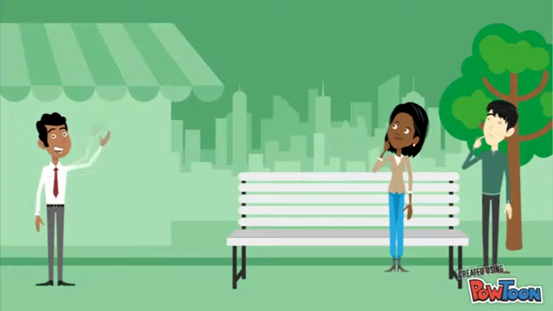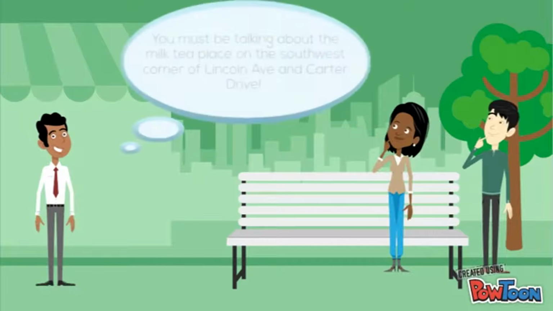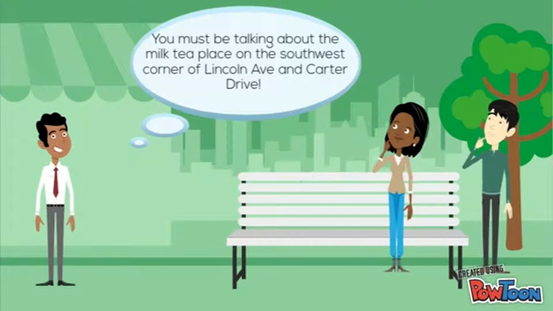You answer with, "You must be talking about the milk tea place on the southwest corner of Lincoln Avenue and Carter Drive." Now there's absolutely no way you could have gotten this answer by listening to your friends' statements. Their statements were very vague, whereas your answer is very specific, which is the same concept as significant figures.